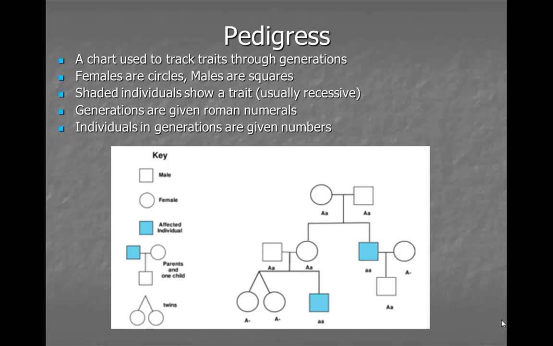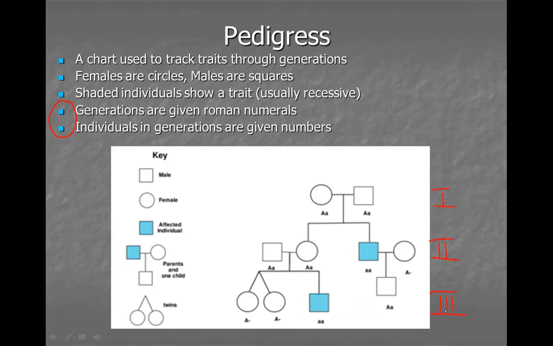Females are always shown as circles, males as squares. And if you see a shaded individual, that means that they are affected by a trait. Now, there are also some rules that you need to learn about how to label and read a pedigree, and I want you to focus on these. Each generation is given a Roman numeral. So, for example, this would be generation 1, this would be generation 2, and this would be generation 3.